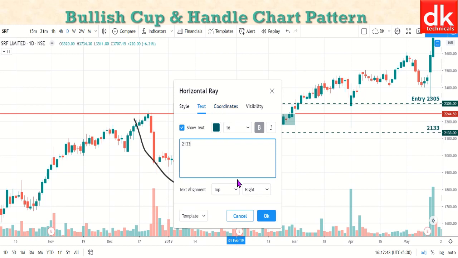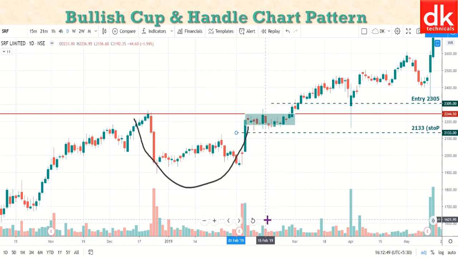2133 is our stop loss. So I am marking it as a stop, which means we are taking a risk of this much per share if we take this trade. What will be our target?